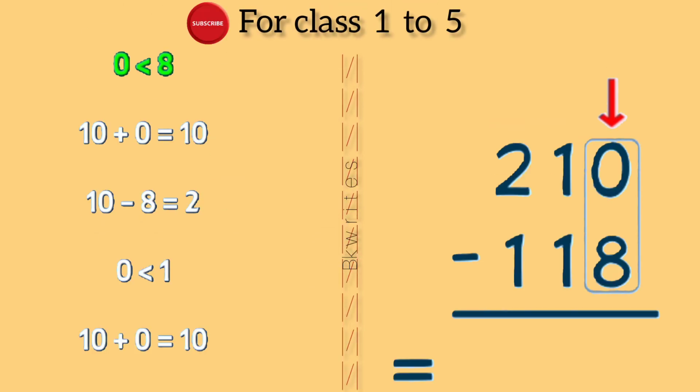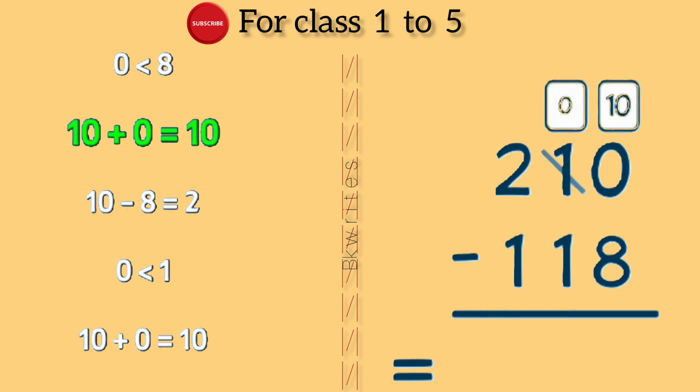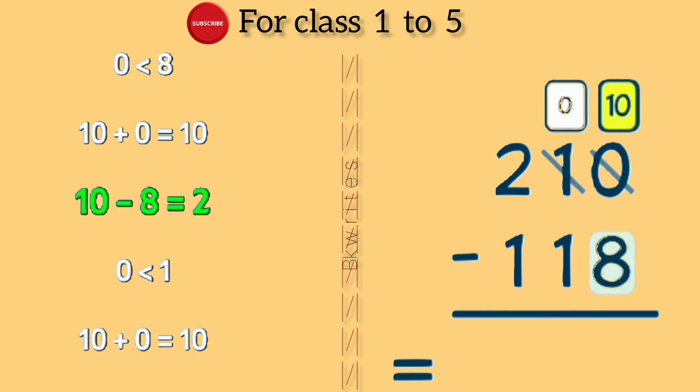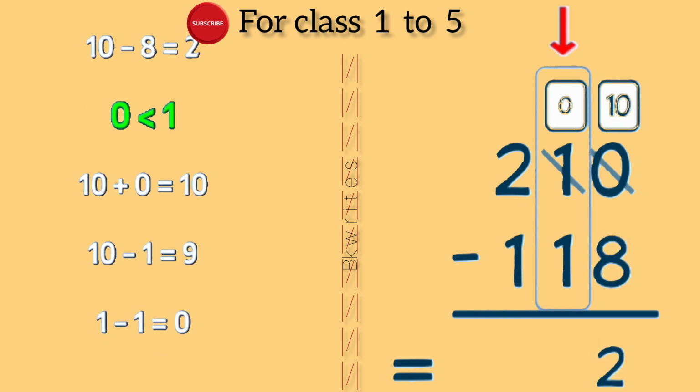210 minus 118. 0 is less than 8. We get 1 from next digit. The 0 becomes 10. 10 plus 0 is equal to 10, and 10 minus 8 is equal to 2.